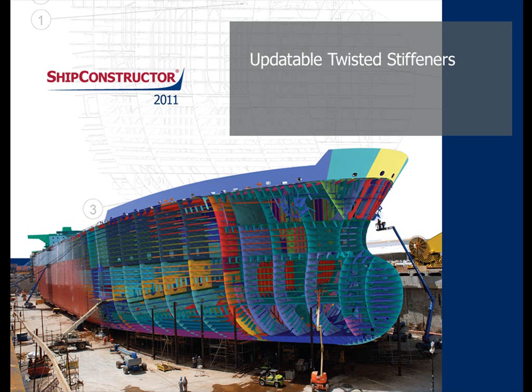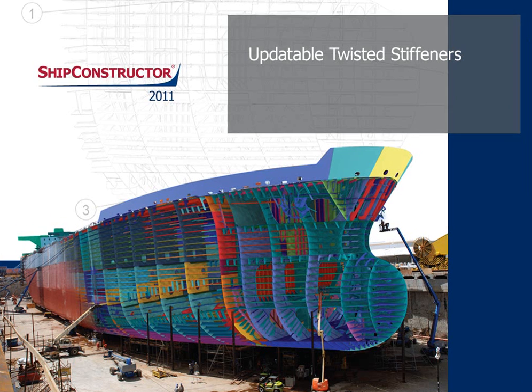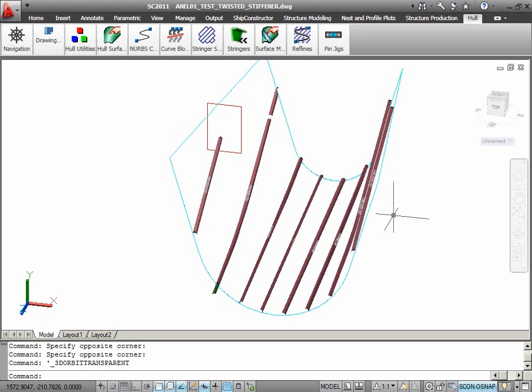In ShipConstructor 2011 R2, we have improved the way twisted stiffeners update in structure model drawings after associated stringers change in hull model drawings. To illustrate the new ability, I have prepared a simple test case.